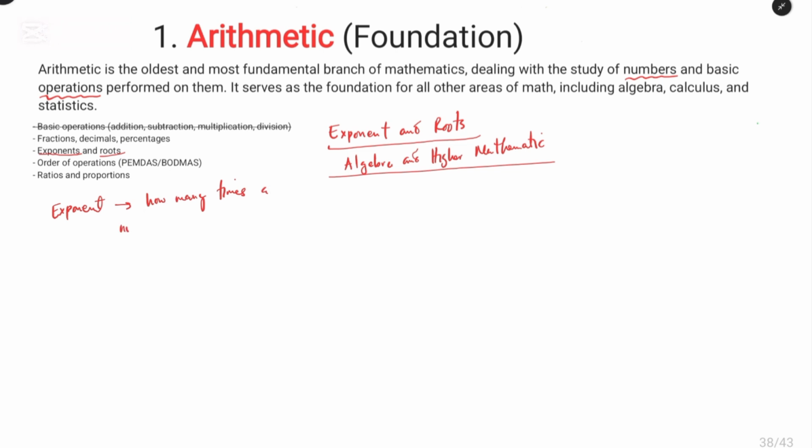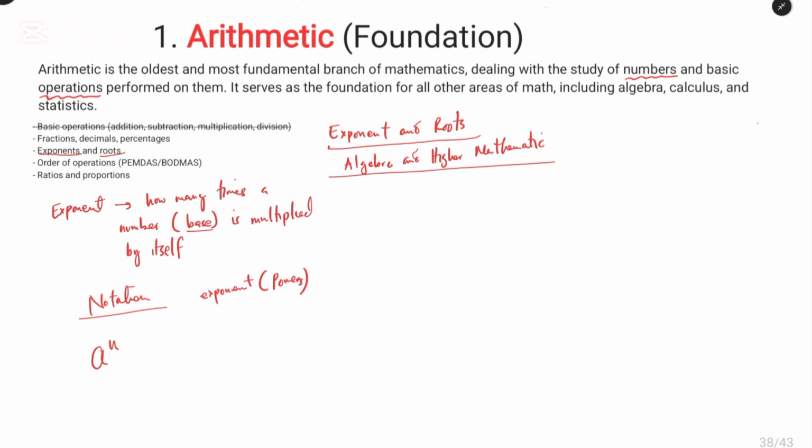a number, the base, is multiplied by itself. When we talk about the base, we learn a decimal with a base of 10. The notation for exponent is a to the power n. We have the term exponent, or sometimes it is called the power, a raised to the power n, or a exponent n, where a is the base of the number and n is the exponent.